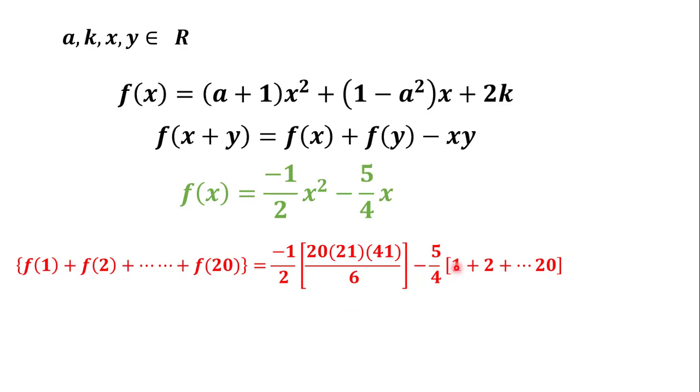In the next step, we need to find the sum of the first natural numbers 1 plus 2 up to 20. And as you know, the sum of the first n natural numbers is equal to n times n plus 1 over 2. And in this case, n equals 20. So the sum of these terms equals 20 times 21 over 2.